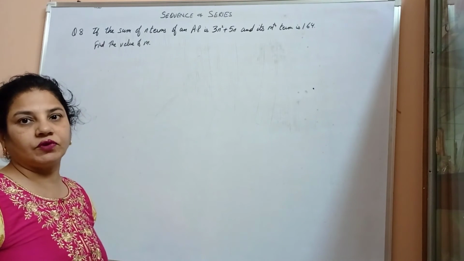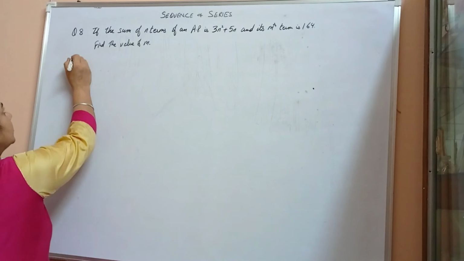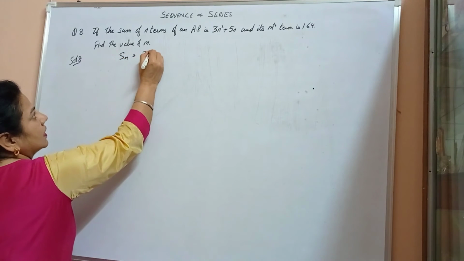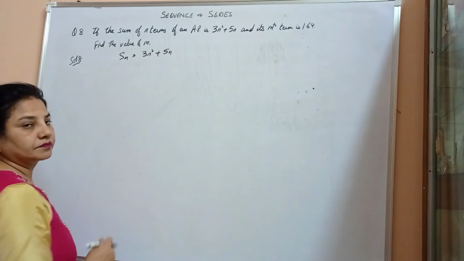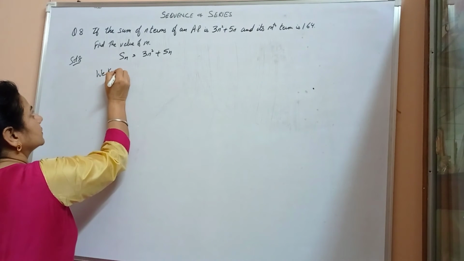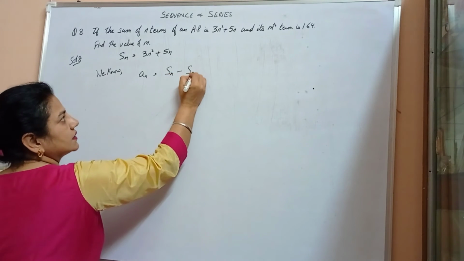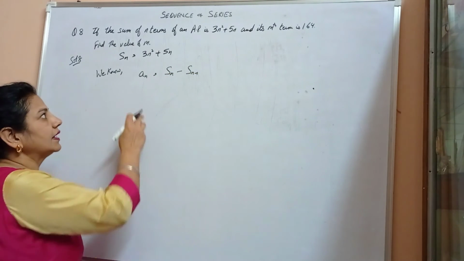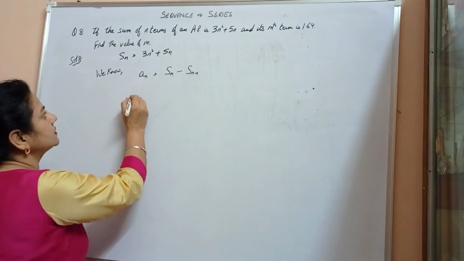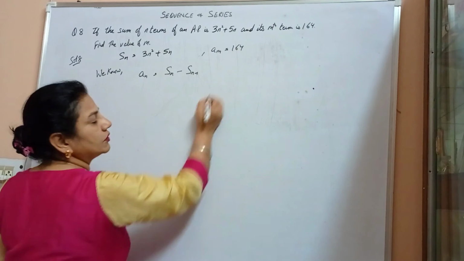If the sum of n terms of an AP is 3n square plus 5n and the mth term is 164, find the value of m. Sum of n terms is given to us as 3n square plus 5n. And we know that for the nth term, Sn minus the sum of n minus 1 terms gives the nth term.